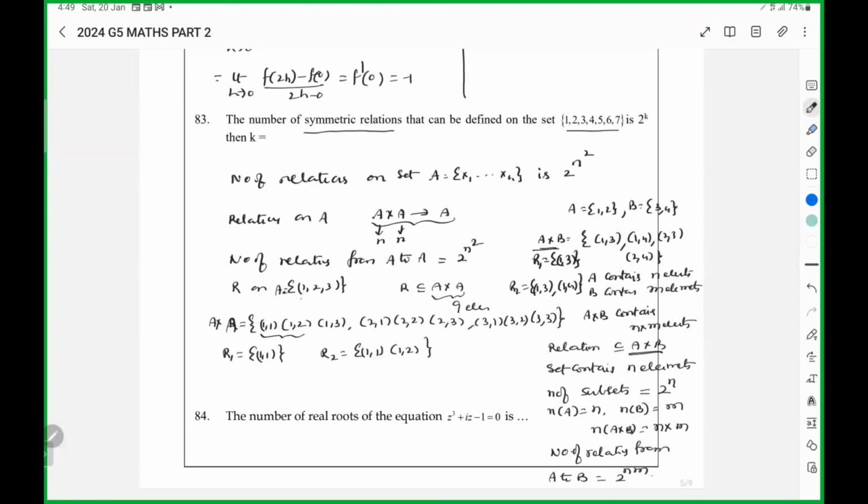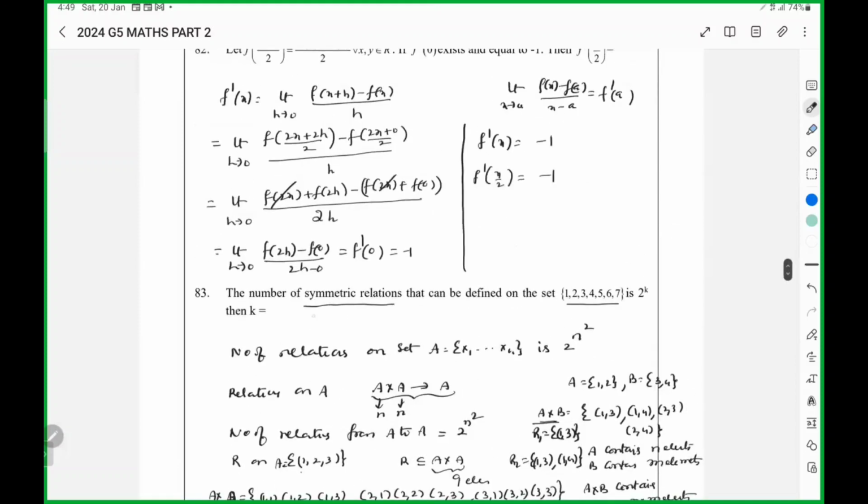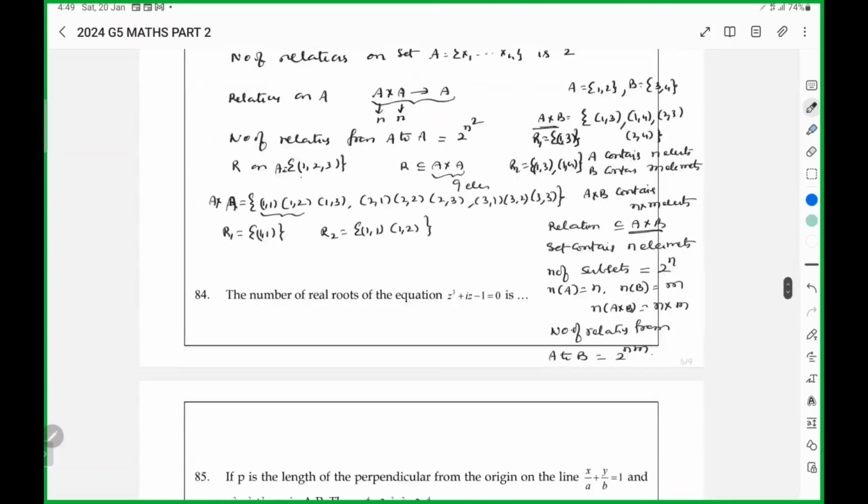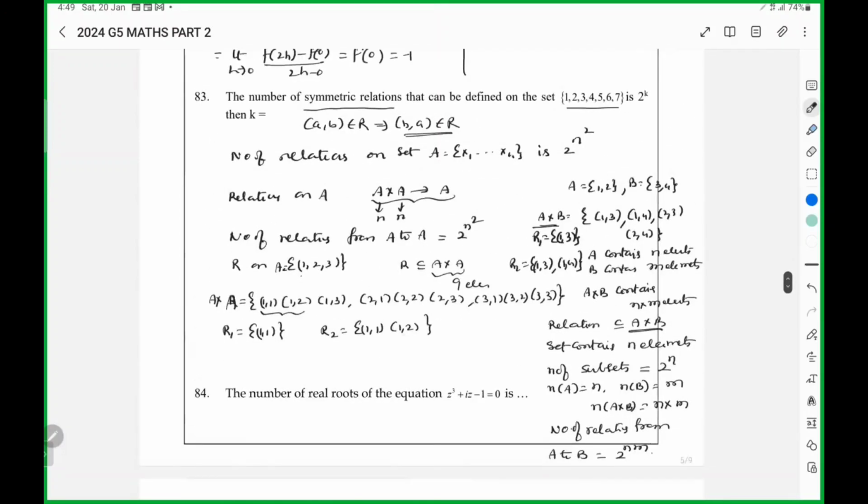Symmetric relation means whenever (a, b) is there in the relation, (b, a) must be there. (1, 2) is there, (2, 1) is not there, so it is not symmetric.